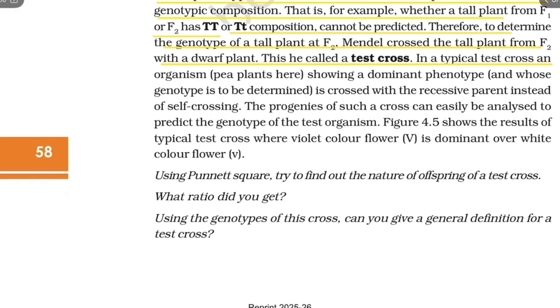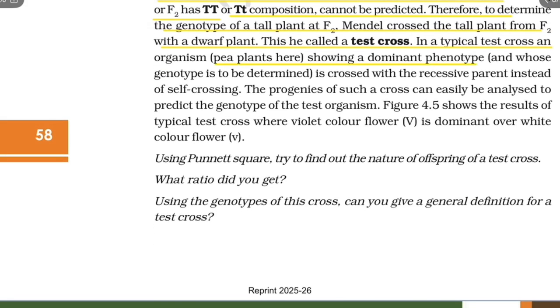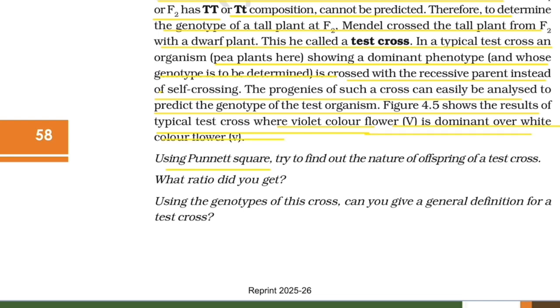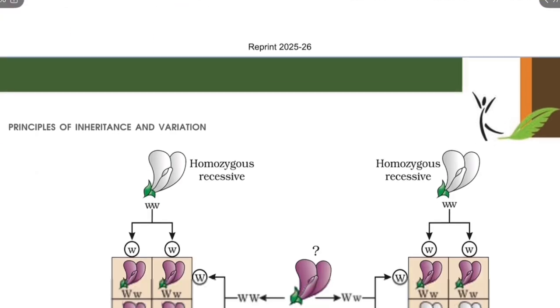In a typical test cross, an organism showing a dominant phenotype and whose genotype is to be determined is crossed with the recessive parent instead of self-crossing. The progenies of such a cross can easily be analyzed to predict the genotype of the test organism. Figure 4.5 shows the result of a typical test cross where violet flower colour V is dominant over white flower colour. Using Punnett square, try to find out the nature of offspring of the test cross. What ratio did you get?